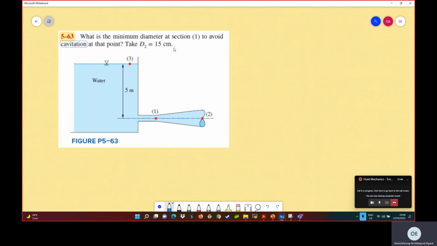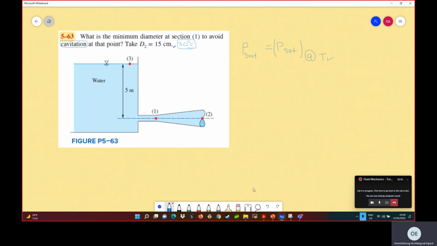Now there's something missing in this question, and that is the temperature of the water, because in order to know what's the cavitation pressure, remember, P saturation, or the cavitation pressure, is equal to P saturation at a given temperature. So you need to be given the temperature in order to determine the saturation pressure or the cavitation pressure. So here, assume the temperature is 30 degrees Celsius.